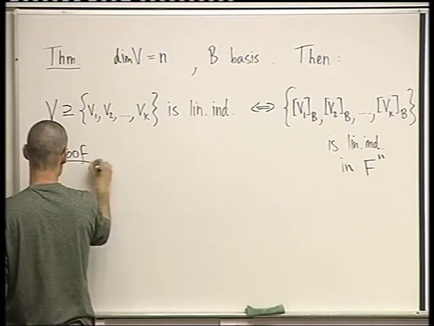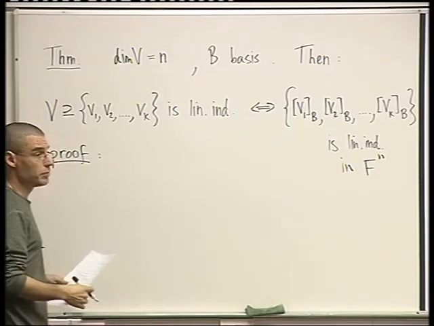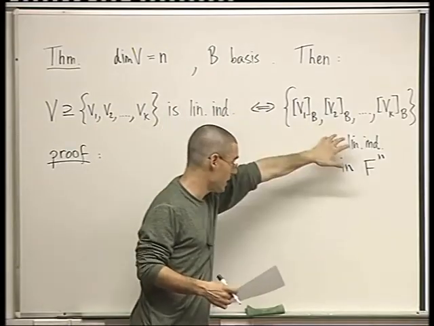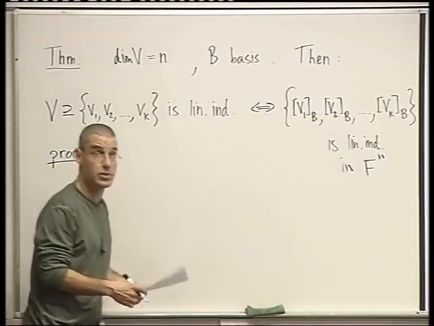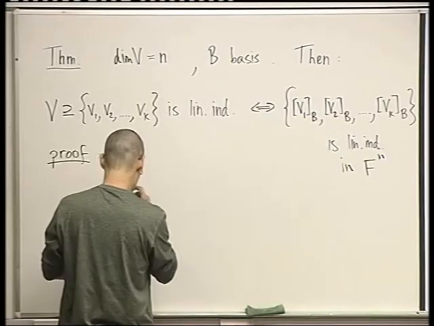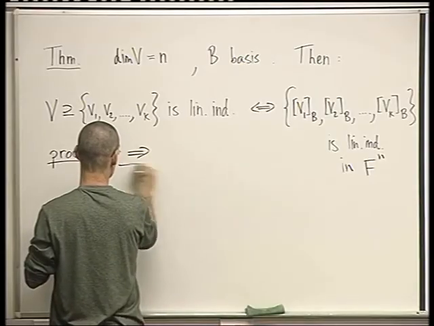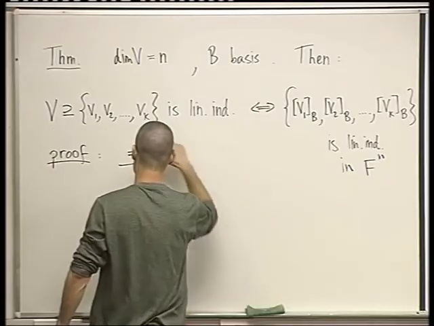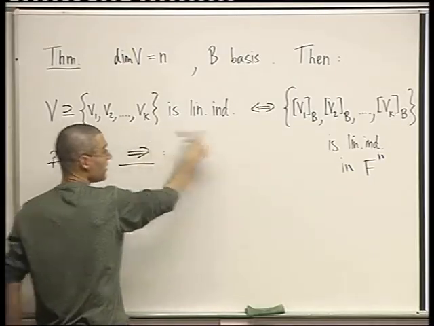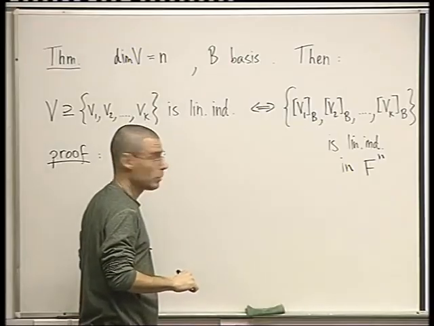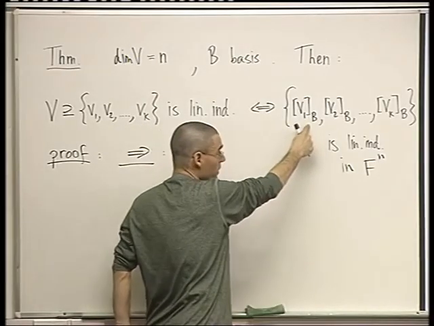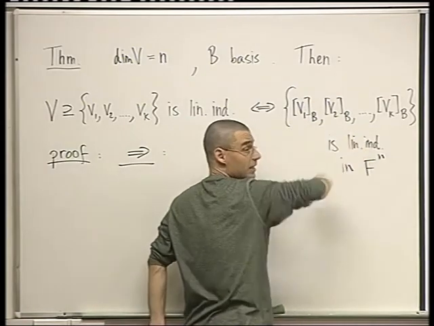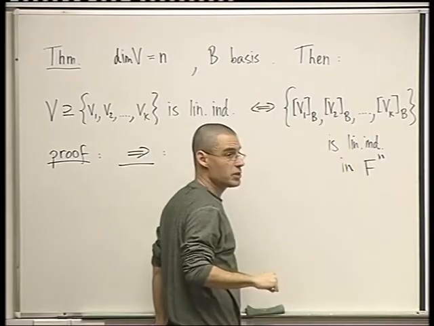Proof. There are 2 directions to prove here. One is that if these are linearly independent, then so are these. The other is that if the coordinate vectors are linearly independent, then so are the originals. Let's start by proving this direction. Assume the vectors are linearly independent. We want to prove that the coordinate vectors are. How do we prove that they're linearly independent? Take a linear combination of these that equals 0, and show that all the coefficients are 0.